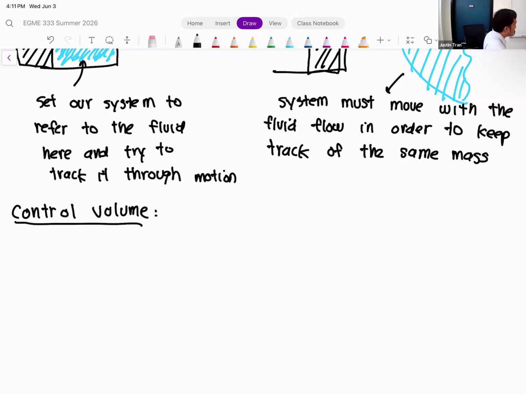So control volume analysis takes another approach where instead of trying to track a fixed amount of fluid as it goes through the flow, we're going to be considering a region in space. Most of the time, that region of space is going to be fixed. It's not going to be moving. But we can also consider cases where we have a control volume that actually moves as well. It may not move exactly with the flow, but it moves in a way that's predictable.